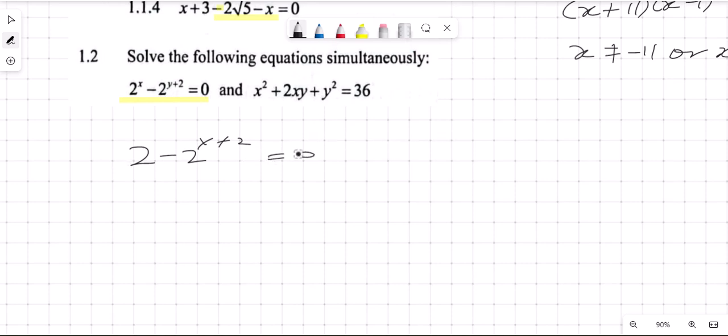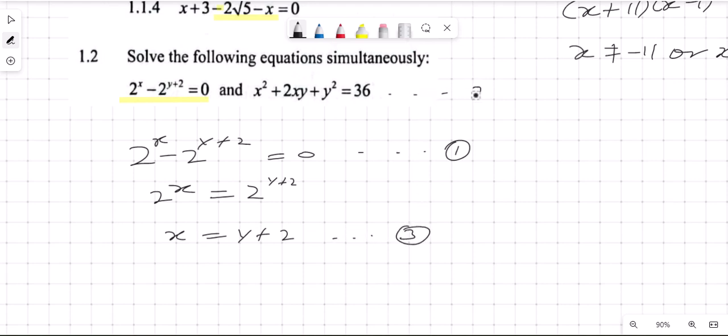So dealing with this equation, it is our equation number 1. There is x, transpose it to the other side: 2 exponent x equals 2 exponent y plus 2. Then this brings us to exponential equations, which say if the base on the left and the base on the right are the same, therefore the exponents are equal. So this brings us to equation number 3. X equals y plus 2. We're going to call this one equation number 3. Then this one is equation number 2.